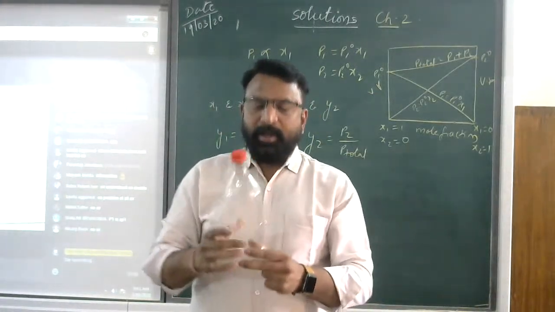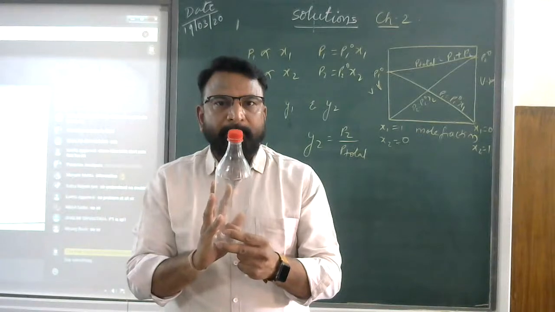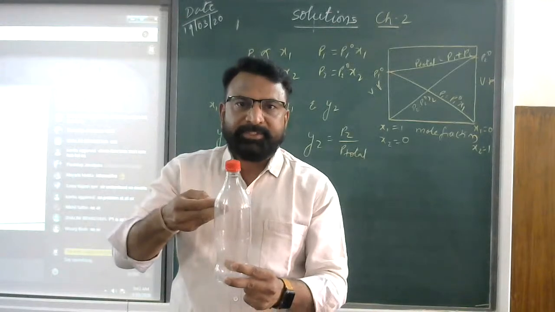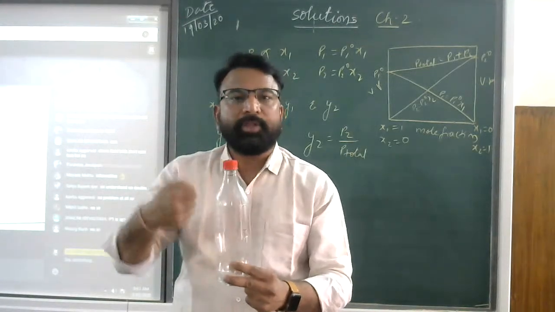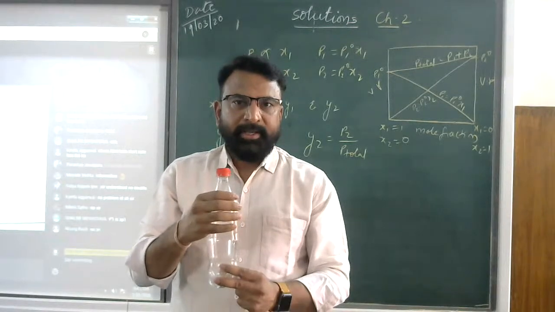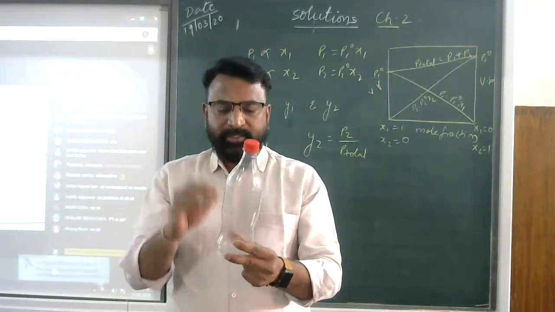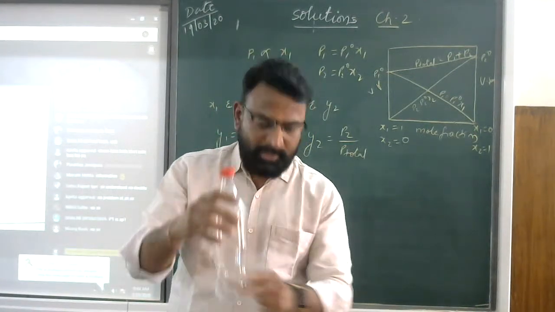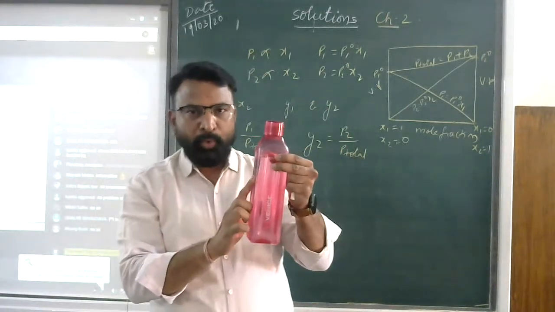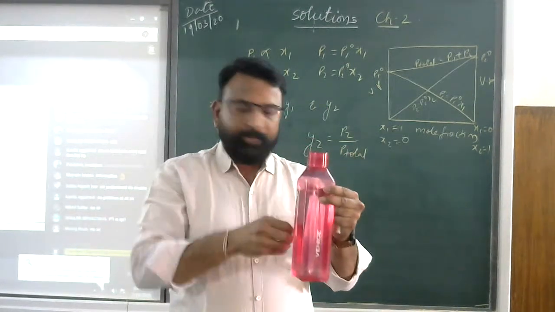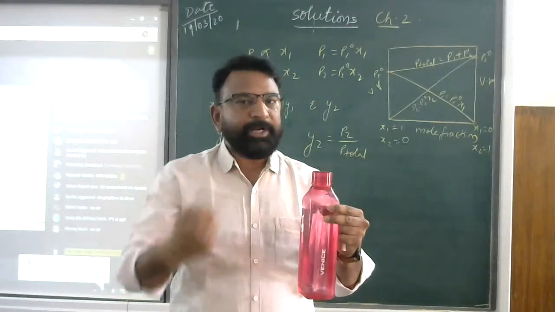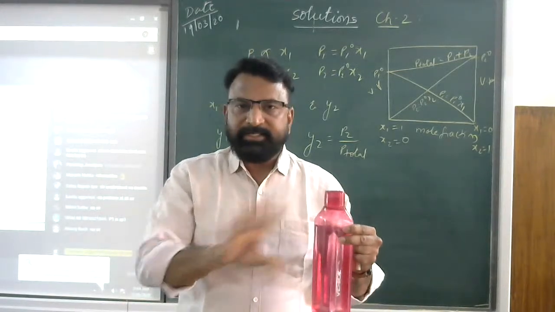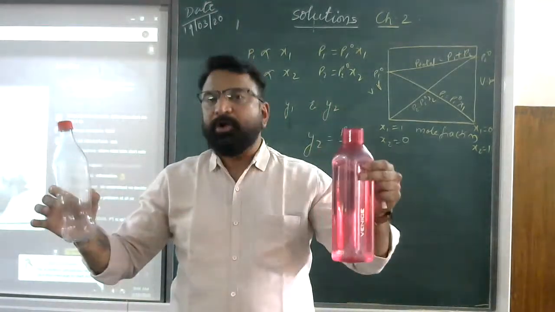Just listen. In liquid number 1, this is the purest form. If I close the lid, what happens after some time? You see that vapors are produced in it, and these vapors apply pressure on the walls of this bottle. So the vapor pressure of this liquid will be P1 naught because it is in the purest form. Now come to the second liquid, liquid number 2. It will also produce vapors, and these vapors will apply pressure on the walls. So its vapor pressure in the purest form will be taken as P2 naught. That is, P1 naught for this one and P2 naught for this one.